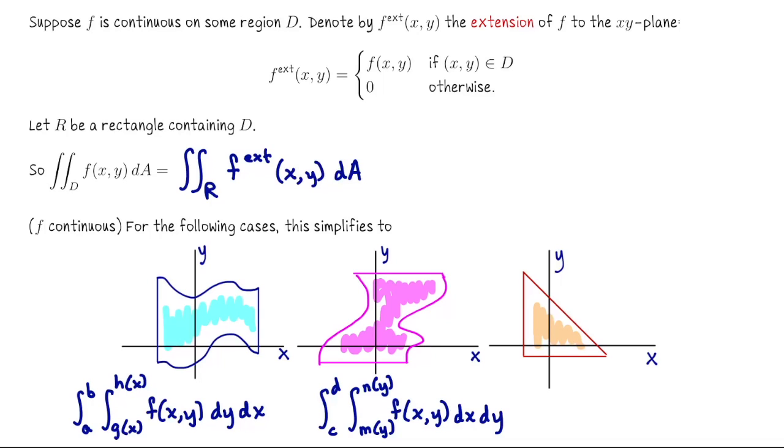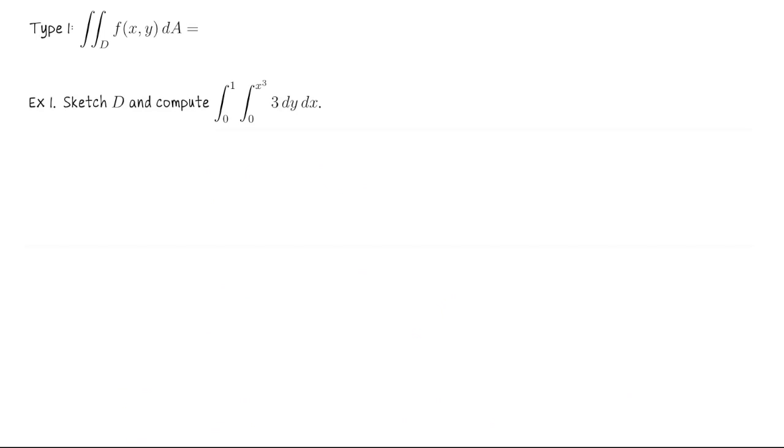And then for the type 3 region that we have on the right, we could set up either form of this. Let's look at some examples. It's not always going to be clear what type you're looking at, but first let's start with the type 1 region.